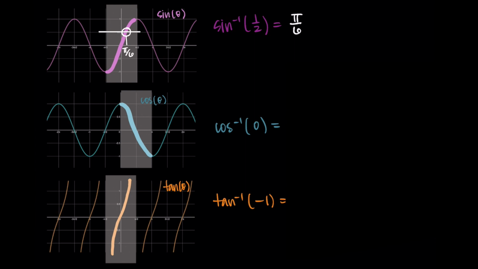Similarly for cosine, if we want to look at which input gives us an output of 0, I'm seeing that it's pi over 2. And here it should become clear why we need to restrict the domain and only look at this little section. There are many values where the sine is equal to 1/2 or where the cosine is equal to 0, but we need to have only one answer to give for the inverse function. Then we can repeat this for tangent.